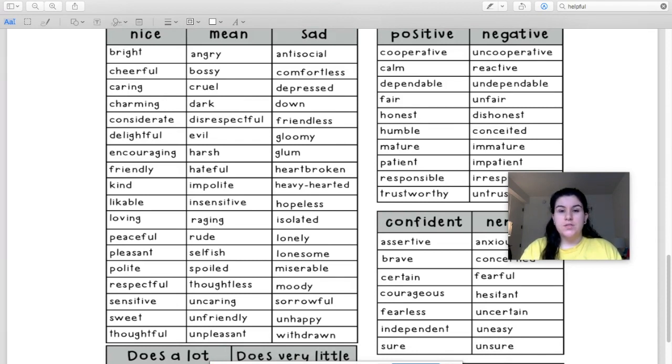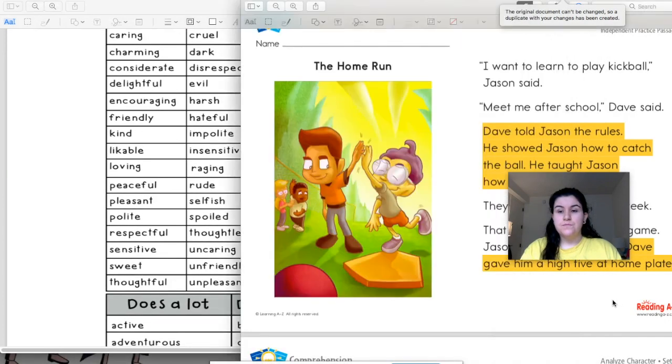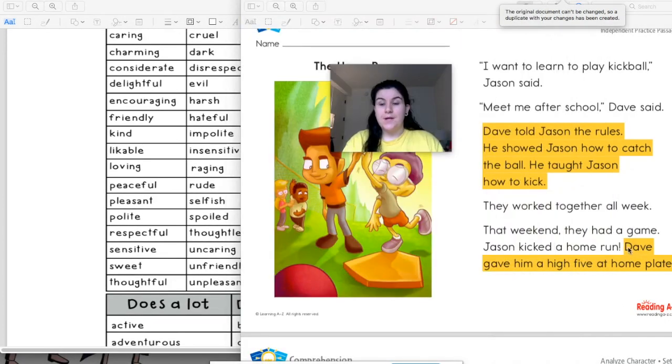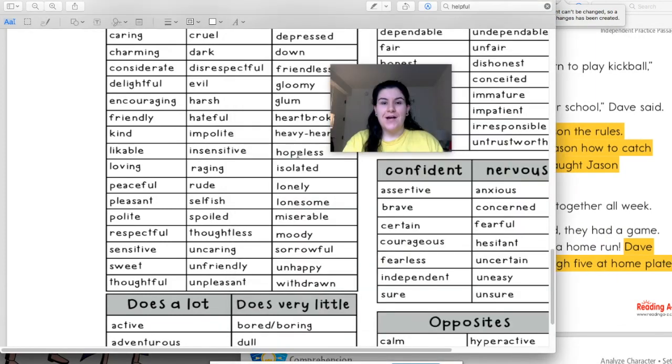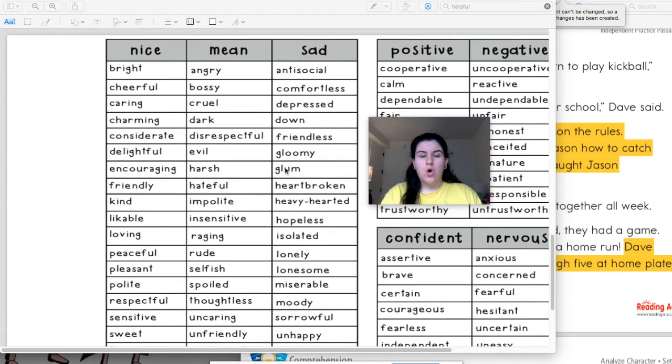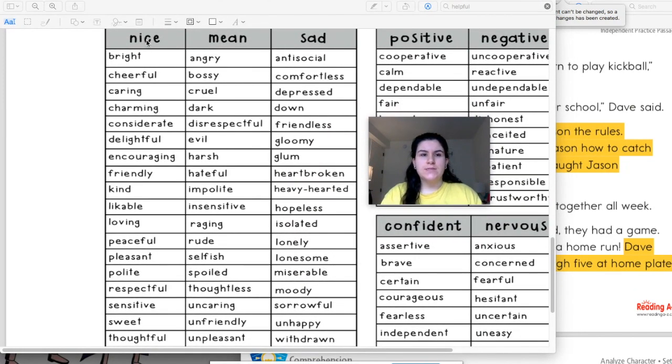And then I noticed one more thing. In the story at the bottom here, it says Dave gave him a high five at home plate. So he was helping a lot. He gave him a high five. Let me come back to my list here. Overall, would we say that Dave was nice or mean? I would say he was pretty nice.